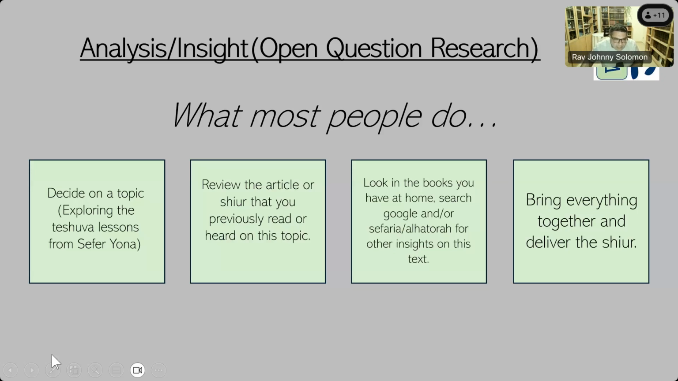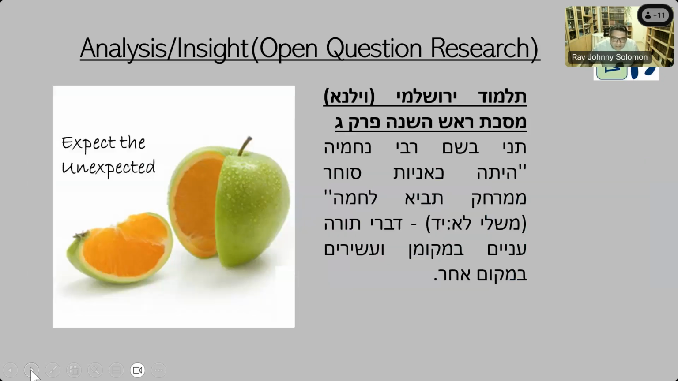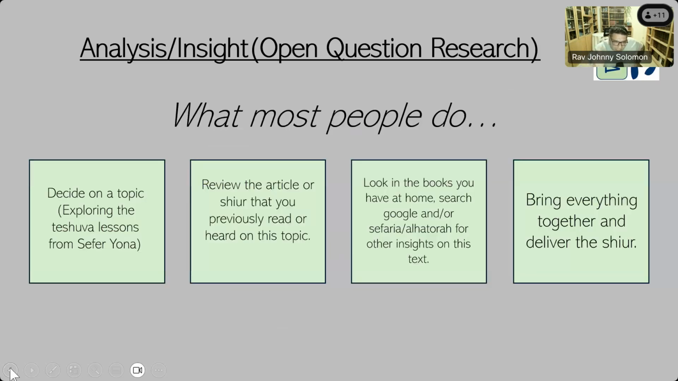My point again is, expect the unexpected. If you really want to understand the tshuva lessons from Sefer Yonah, you may find that they're found in a midrash in Vayikra Rabbah. You may find that some insights are found in Mussar sefarim. Again, there's limits on how much we can look. All I'm asking you to do is don't be blinkered and only look in the most obvious places, because that will limit you in exploring a broader range of ideas and insights.